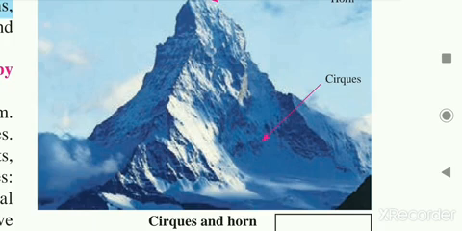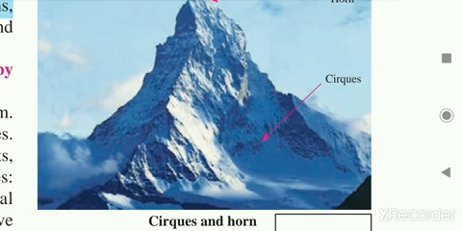Such deepened portions at the base of slopes are called cirques, and the cirque and the mountain behind it with steep slope together look like a big armchair. You can see how its shape looks like an armchair. So cirques are mainly formed due to the erosional work of the glacier.